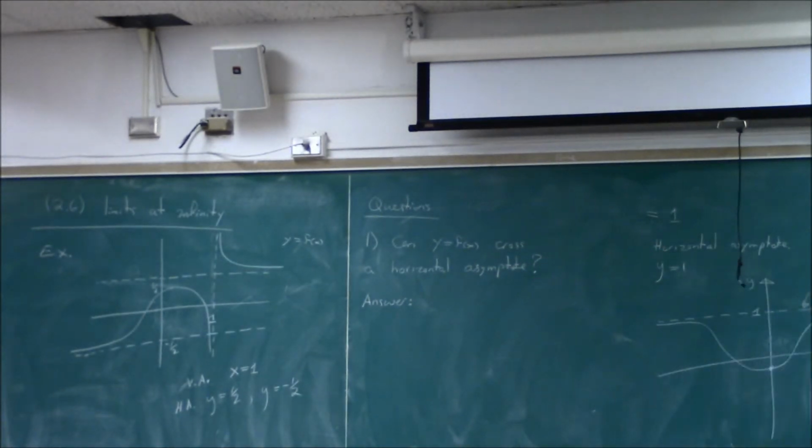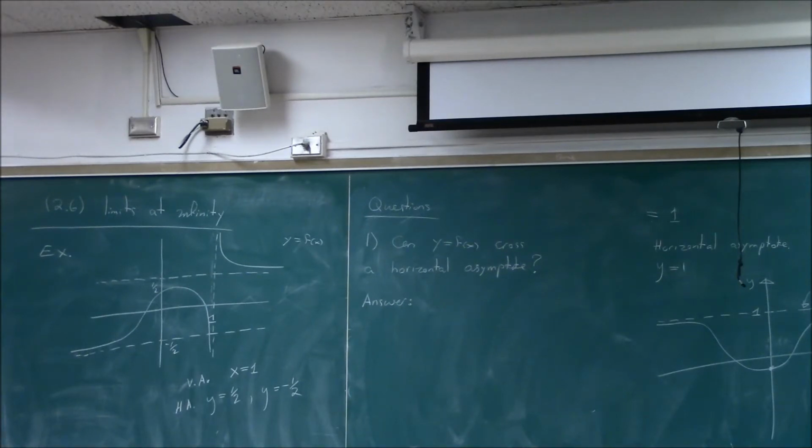I'm pretty sure you could cross the horizontal asymptote. I remember how I used to graph it, something like a parabola, not a parabola, but it would go like this. And it would still cross the asymptote. I just don't remember how to do it.